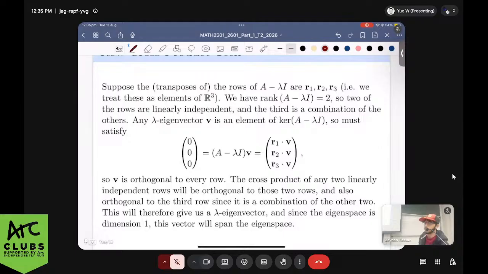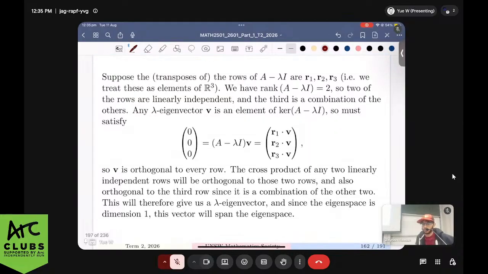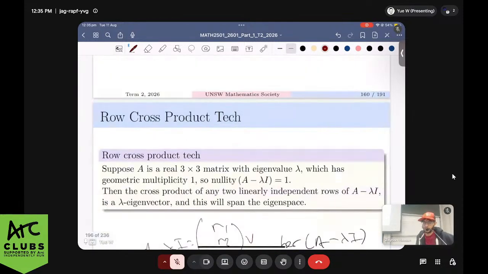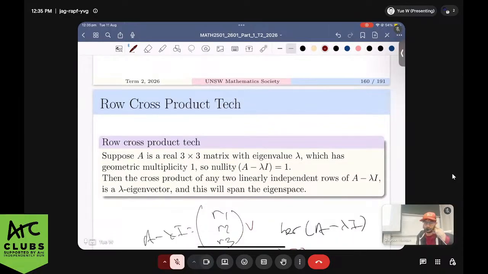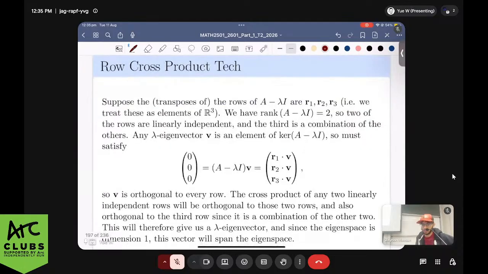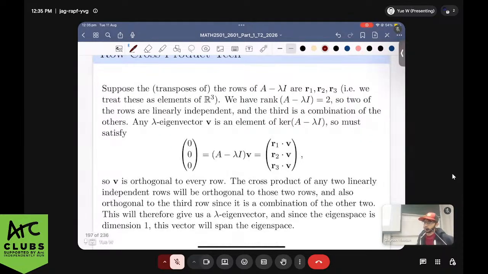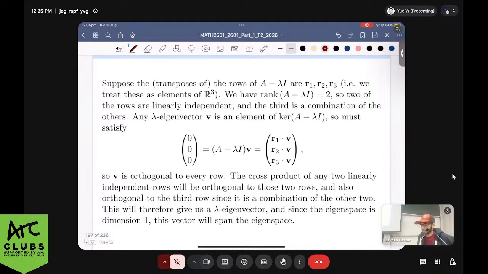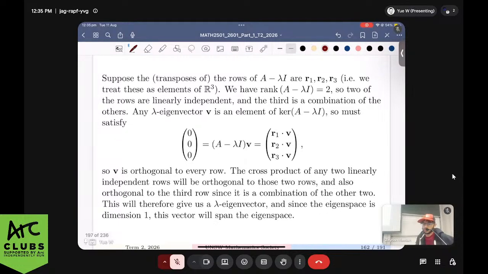Now, if the nullity, or the kernel of this, has dimension 1, then the rank would be 2. So two of the rows are independent, and we can take the cross product of those two rows. Essentially that will give you a vector orthogonal to both of those rows, right? And such a vector will therefore be an element of the kernel. So essentially you don't need to do row reduction to find an element of the kernel of A minus lambda I, assuming that the geometric multiplicity is 1.